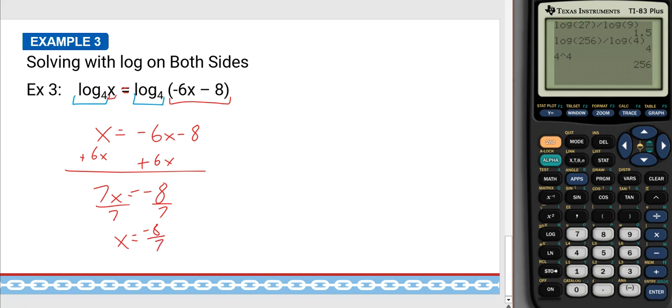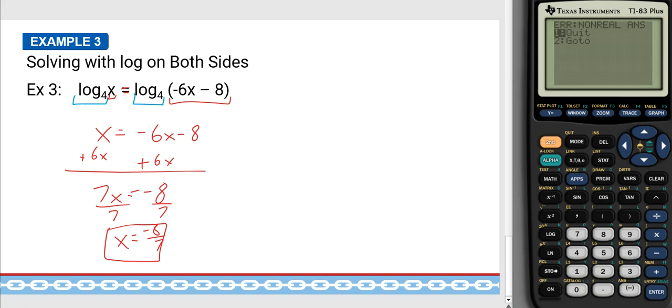So we've done all the algebra correctly. One thing to be cautious of with a negative solution that's going into a logarithm is to check if that is truly a valid solution. And to do that, we can just plug into the calculator, right? Log of negative 8 sevenths divided by the log of 4, right? The change of base. We're trying to evaluate log base 4 of negative 8 sevenths. And our calculator gives us the error of no real answers, right?